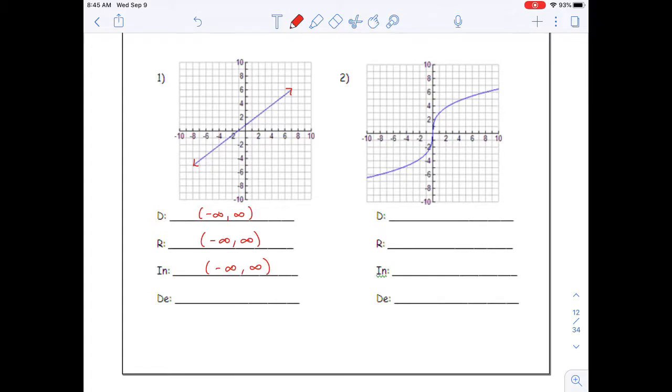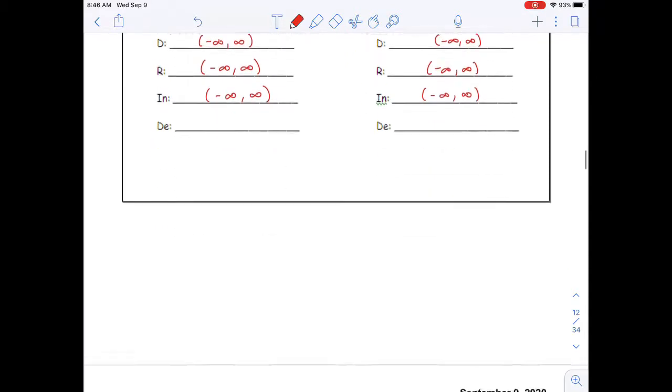The next one, the domain, again, is going to be all reals. The range is all reals. It is increasing always, and it's never decreasing.